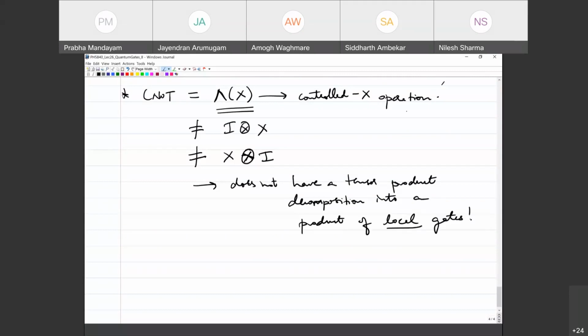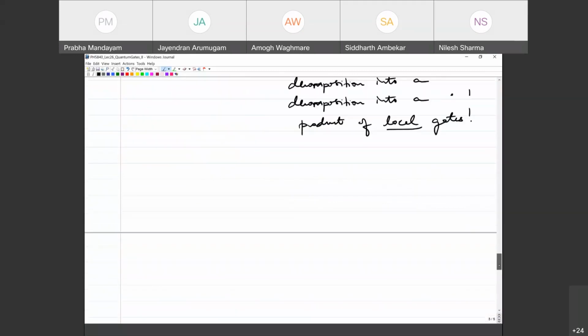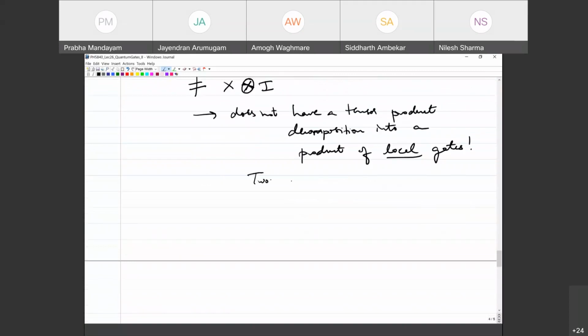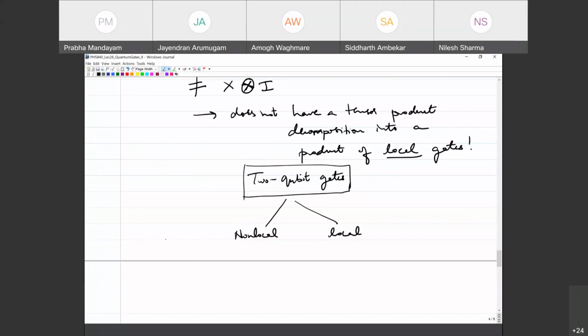Okay, so I can essentially classify my 2-qubit gates, the set of 2-qubit gates, and this is of course true for higher multi-qubits also, but 2-qubits is much easier to understand, into so-called non-local and local gates. Another way to think about this is entangling versus product gates.